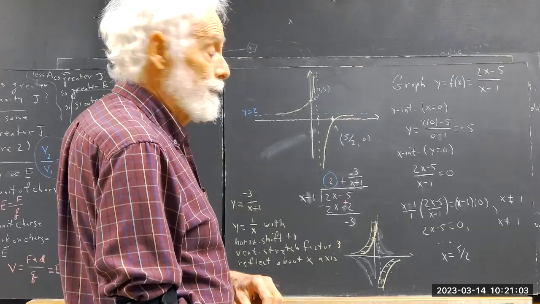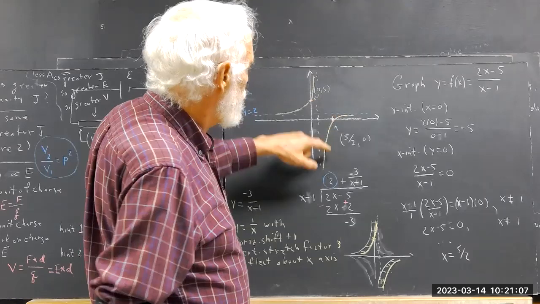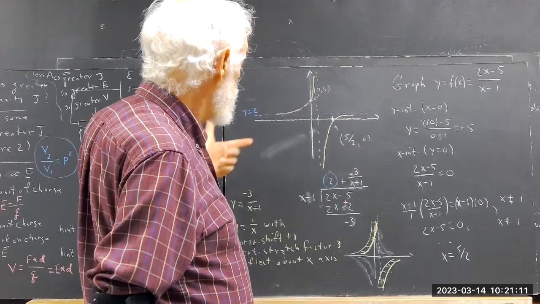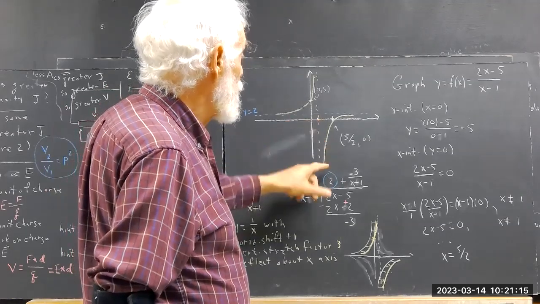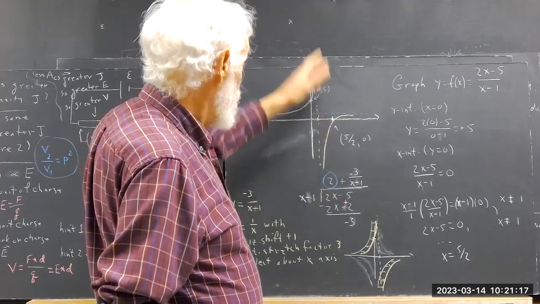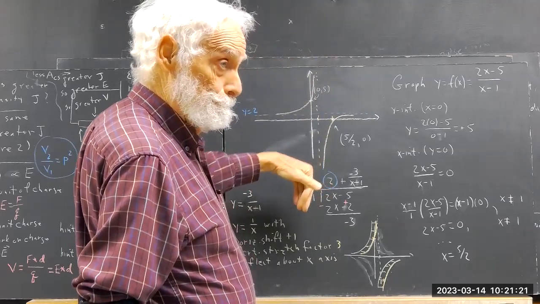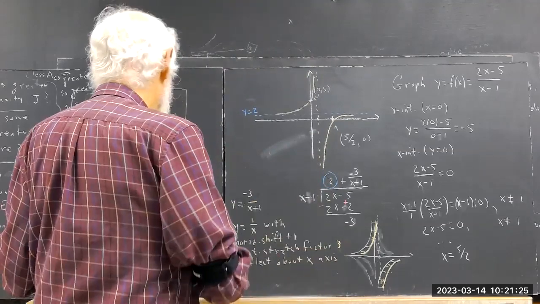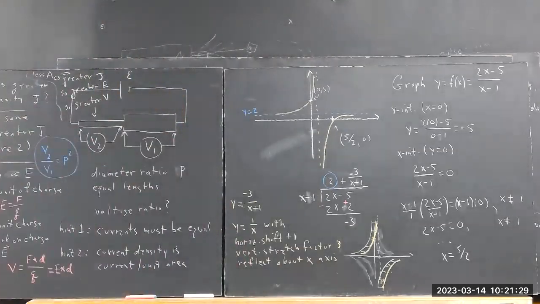As x approaches infinity, y approaches 2. As x approaches negative infinity, y approaches 2. As x approaches 1, y approaches infinity or negative infinity. And that happens. Now, let's translate this into a method.